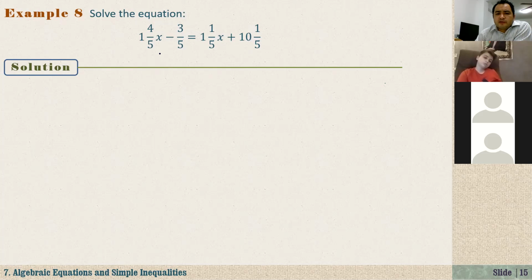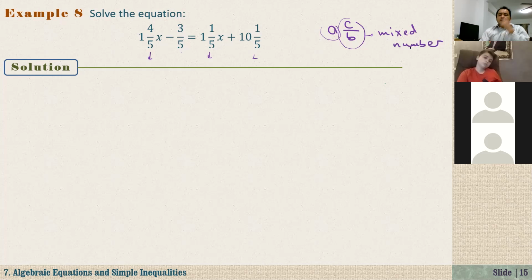Selim, when we are doing this, we can also first, as you see here, we have mixed numbers. That's a mixed number. This one is a fraction, mixed number, mixed number. You know what we mean by mixed number, right? A, C over B, because it has a whole part and also a fraction part. So in math, we call this a mixed number, right?